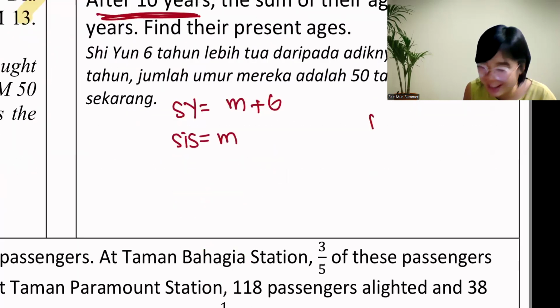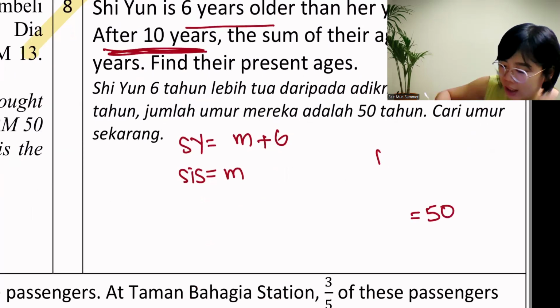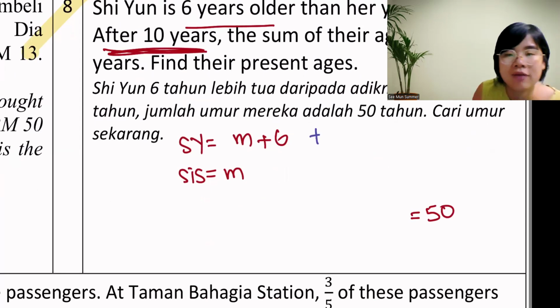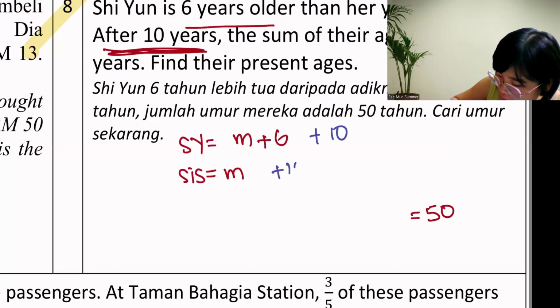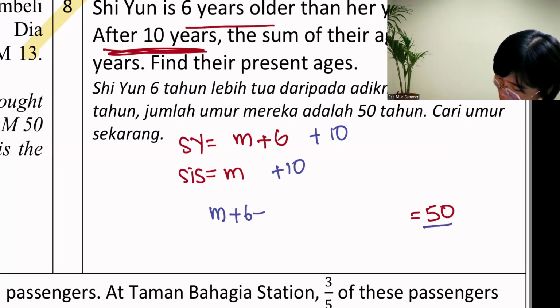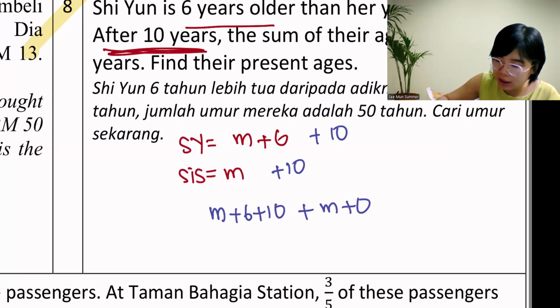Wow, after 10 years. So if I want it to equal 50, right, don't I need to make an adjustment myself? Because it's 10 years later, isn't it? What is the age of Shi Yun after 10 years? I need to plus 10, correct? So the same goes for the sister, also plus 10. Then they say after 10 years, both of their ages add up to 50. So I add them together. It will be M plus 6 plus 10, and then here also M plus 10, equals 50. Correct? Then with that, you can have an equation already.